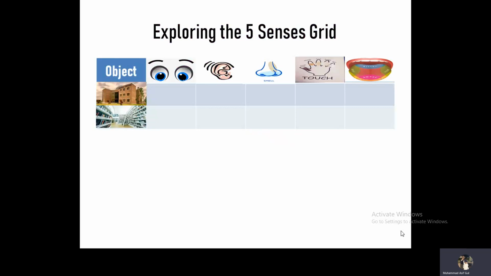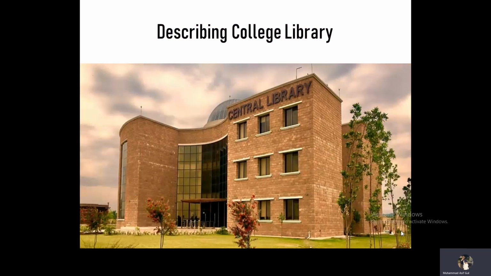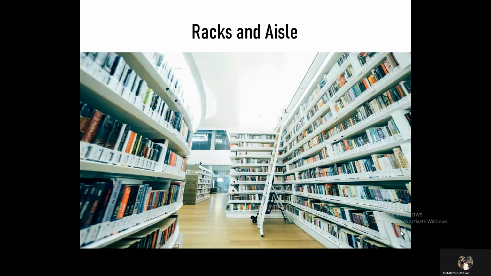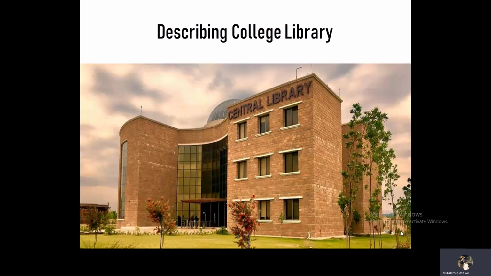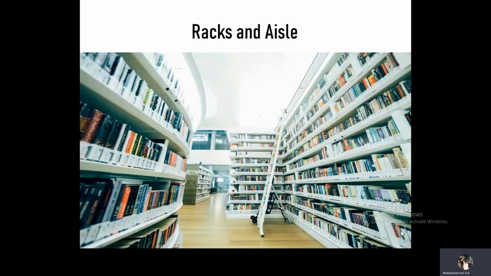So let's apply this activity, 5 senses grid, on our library, our central library. This is the library of your college, and this is its picture from the outside, and we will also be describing it from within. So we will be describing our central library by talking about these 2 pictures: its outer look and then one picture from within it.